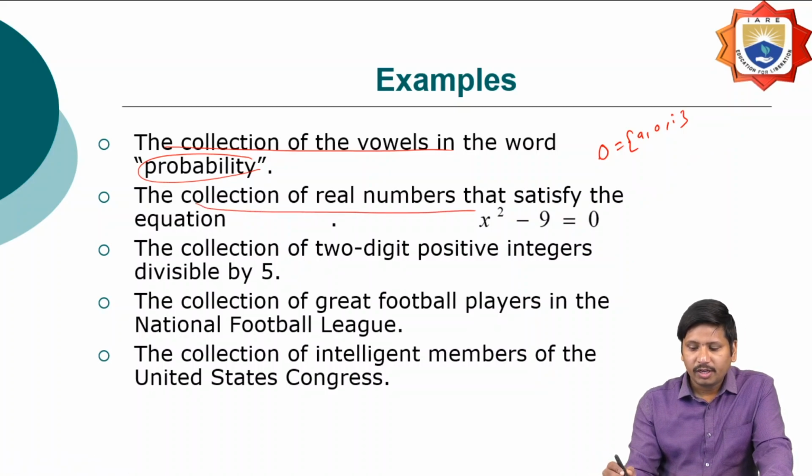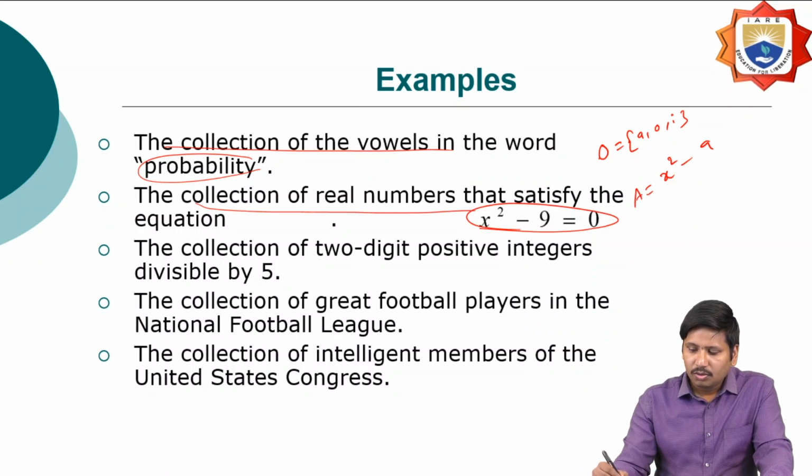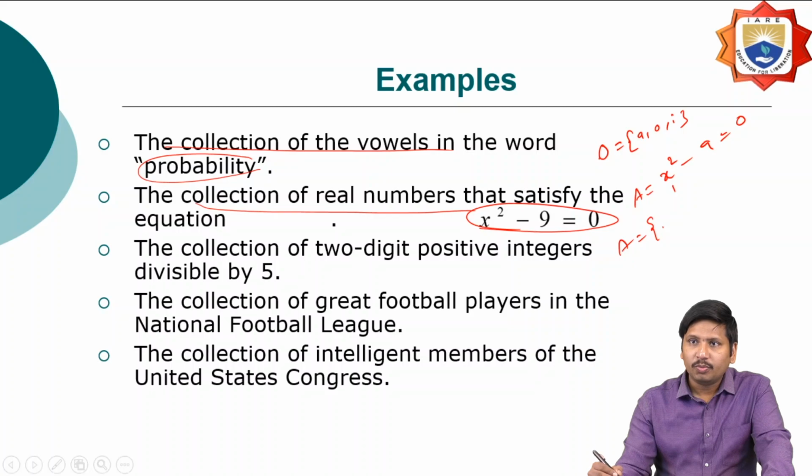Similarly, the collection of real numbers that satisfy the equation x squared minus 9. So this is the equation they gave. I'm going to create a set containing the elements that satisfy the equation. If I substitute 1, 1 squared minus 9 is not equal to 0, same for 2. So the element of the set is only 3, because 3 squared is 9, minus 9 equals 0.